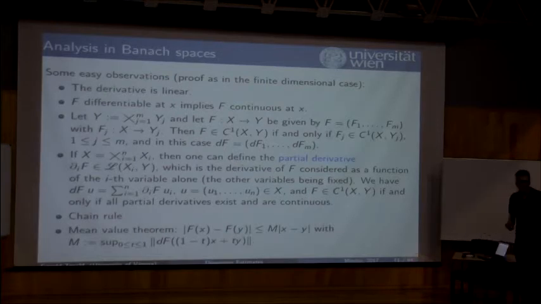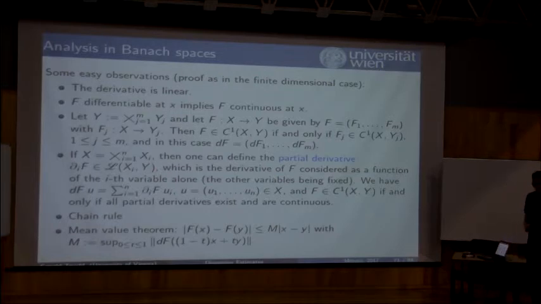Almost everything stays the same. Of course, it's defined as limits. It's linear. If you're differentiable at a point, you are continuous. If you split your domain, if it's a product space, so in some sense you have several components, it suffices to look at the components. So the derivative is just given by the derivatives of the individual components. If all of them are C1, then the whole thing will be C1. Same thing if you split the domain.